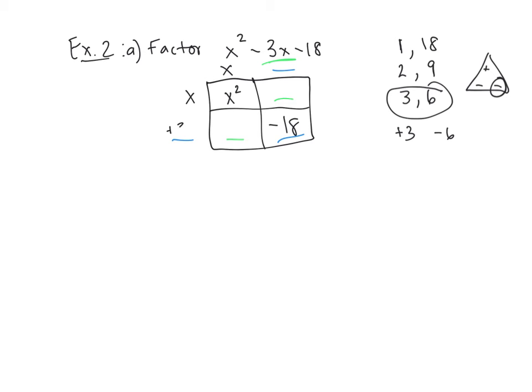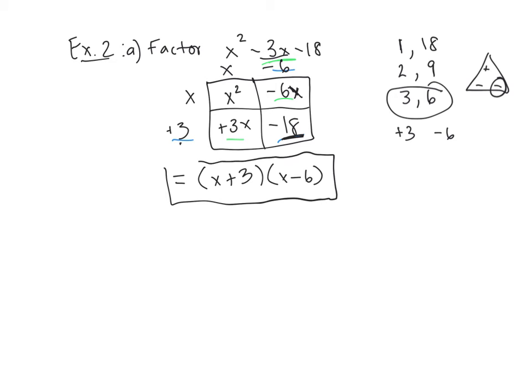So if I put a plus 3 and a minus 6 in here, I get plus 3x and minus 6x. The good thing is the blue works out because 3 times negative 6 does make a negative 18 down here. And then 3x minus 6x does make the minus 3x in the middle. So my answer then would be x plus 3 times x minus 6.